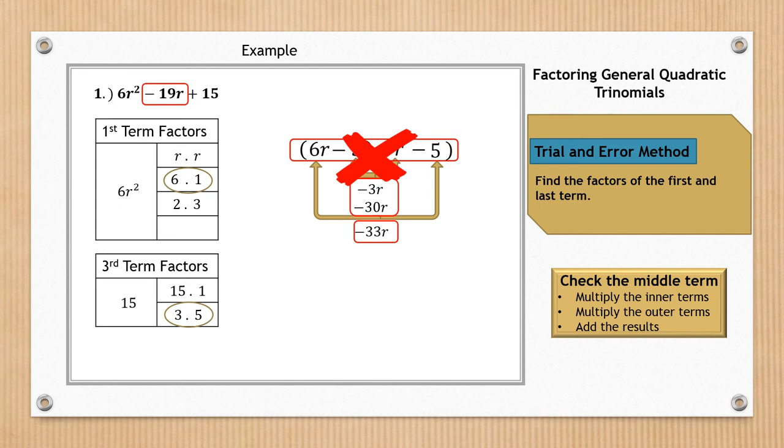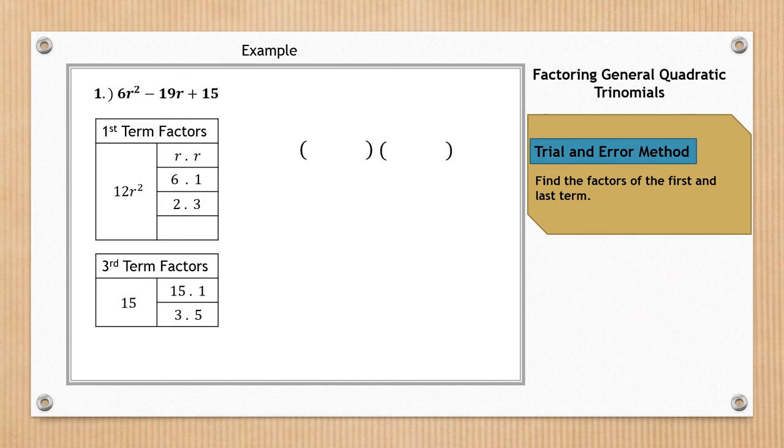Okay? So, since itry natin, balik tayo sa umpisa. This time, gagamitin ko is 2 and 3. Diba kanina, I use 6 and 1. This time, I use 2 and 3. So, I write down 2R and 3R. And I'll stick to 3 and 5. Again, you can use 15 and 1. Okay? But in this video, I'll stick to 3 and 5.